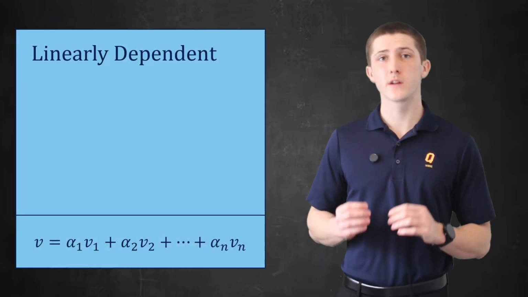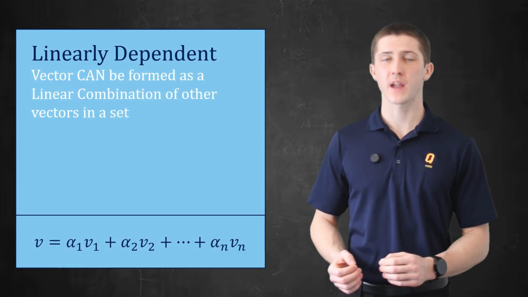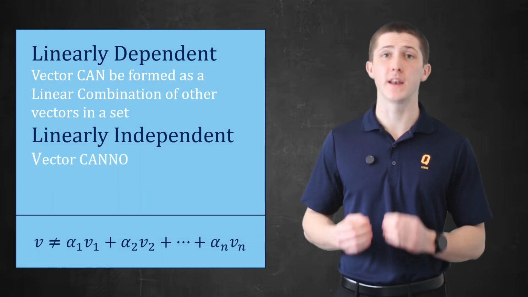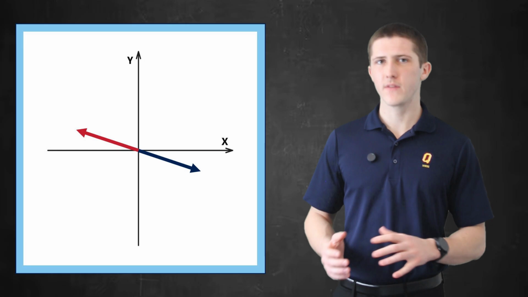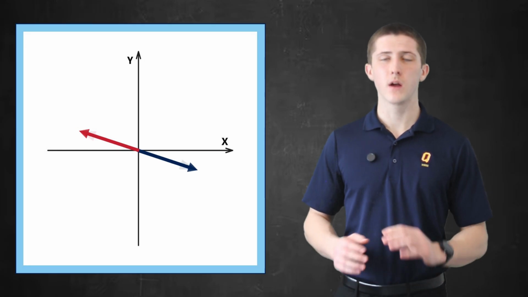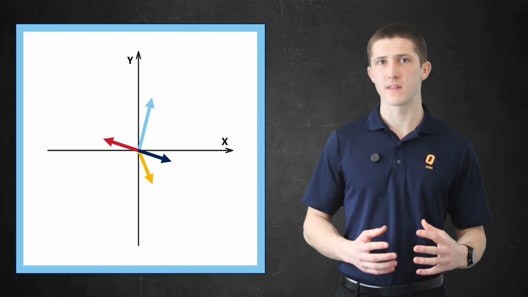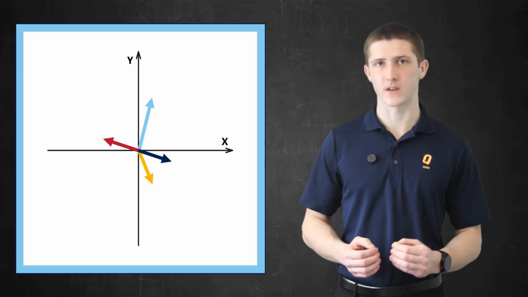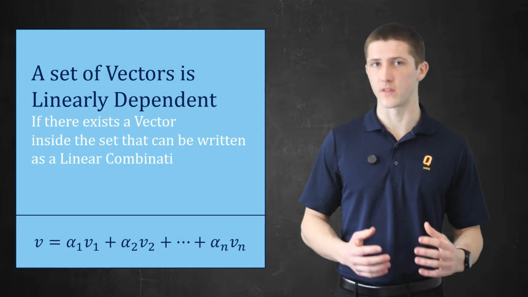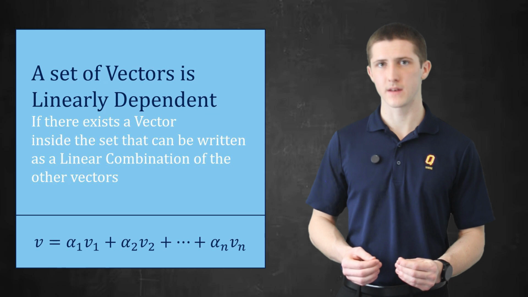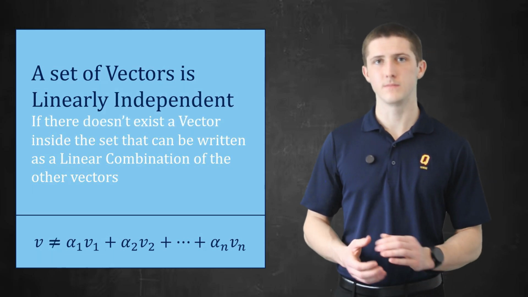So a vector is linearly dependent if that vector can be formed as a linear combination of other vectors in the set. And a vector is linearly independent if that vector cannot be formed as a linear combination of other vectors in the set. Now, instead of asking if a single vector is linearly dependent, we can look at a set of vectors and ask collectively, is there a vector in that set that can be written as a linear combination of the other vectors in that set? If there exists a vector inside the set that can be written as a linear combination of the others, then the set is linearly dependent. And if there doesn't exist such a vector, then the set is linearly independent.